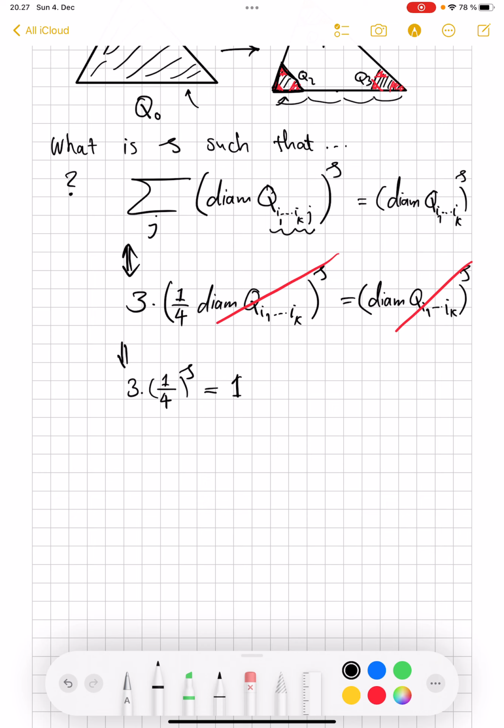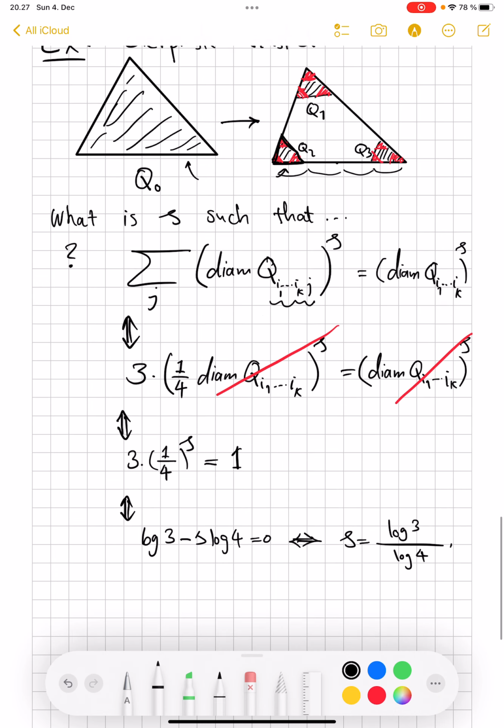I don't know if such an s exists, but these are if and only ifs. And here you just take log, and you will see that log 3 minus s times log 4 must be 0. From this you get that if s is equal to log 3 over log 4, then this condition will be true.